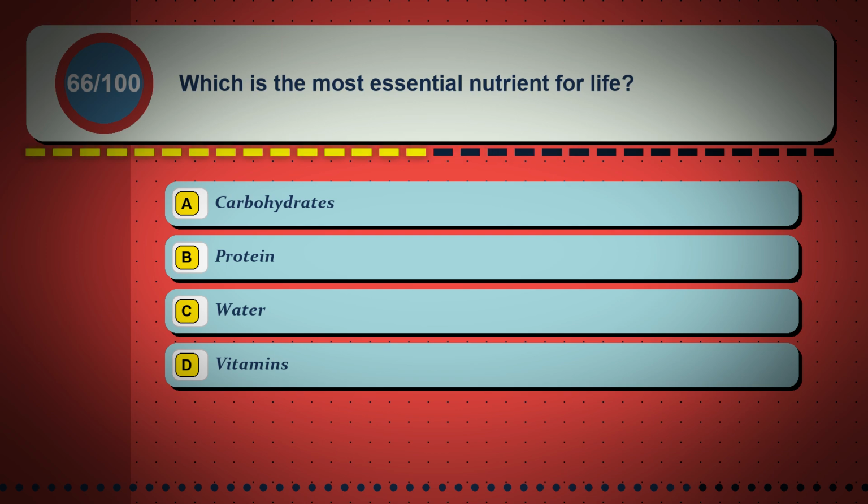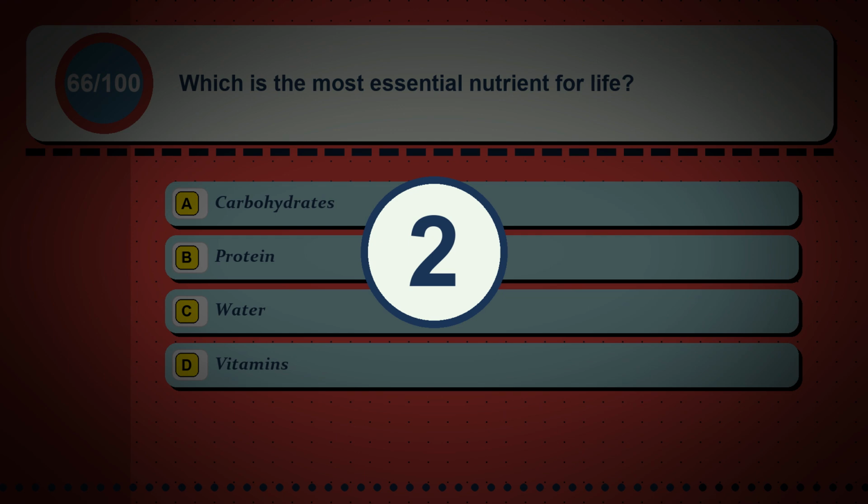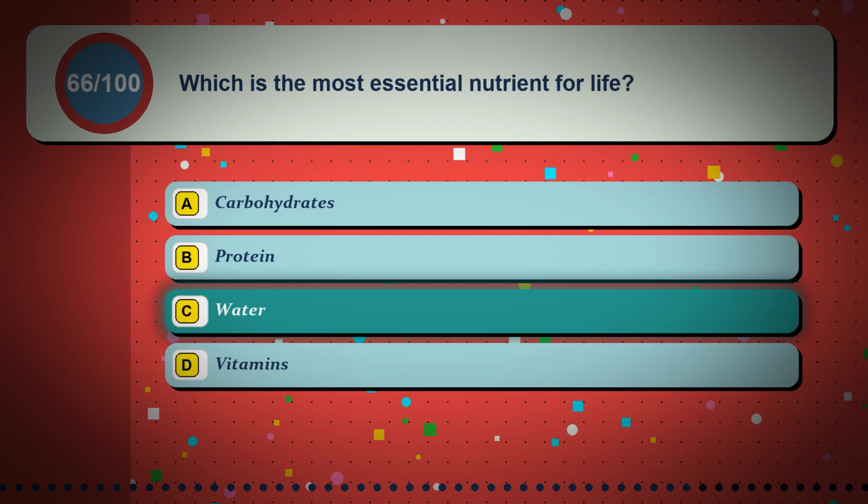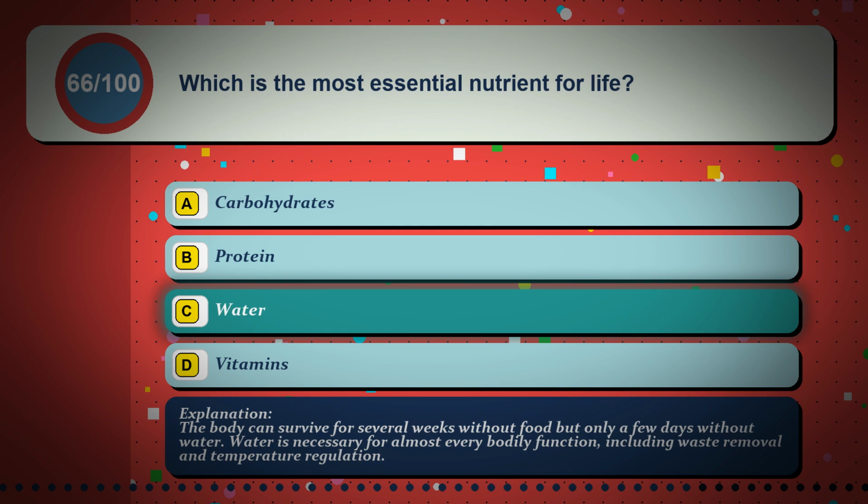Option A, carbohydrates, option B, protein, option C, water, option D, vitamins. The correct answer is option C, water. The body can survive for several weeks without food but only a few days without water. Water is necessary for almost every bodily function, including waste removal and temperature regulation.